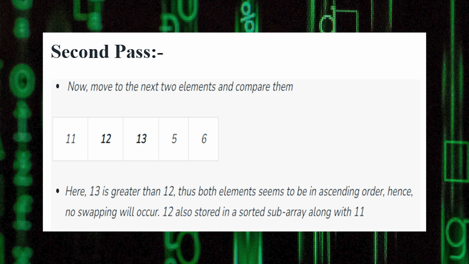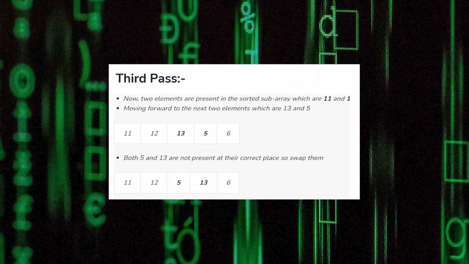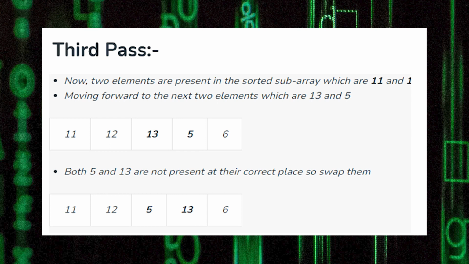Now we have 3 elements. After the second pass, we have 3 elements in the sorted part: 11, 12, 13 are part of the sorted array, and 5 and 6 are part of the unsorted array. Now in the third pass, we have to consider the first element of the unsorted list, that is 5. 5 is to be compared with 13.